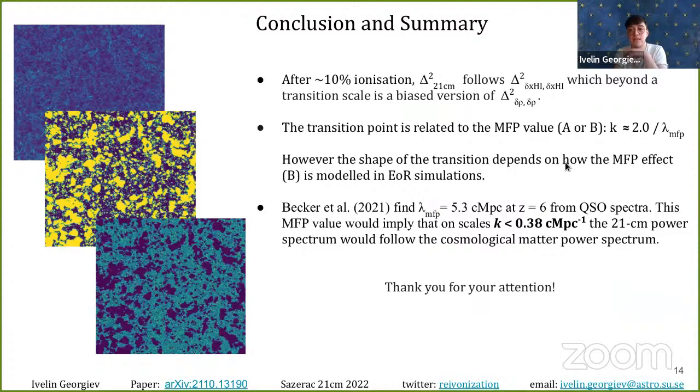And lastly, if we take the value of the mean free path from the Becker measurements, we could use this empirical formula to derive the following relation and possibly state that scales smaller than 0.38 inverse megaparsec could be used to follow the cosmological matter power spectrum in some way.